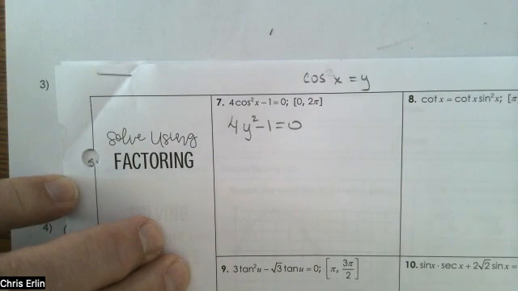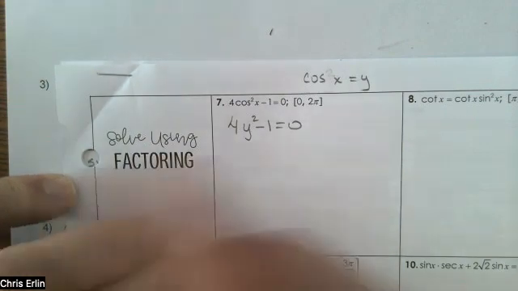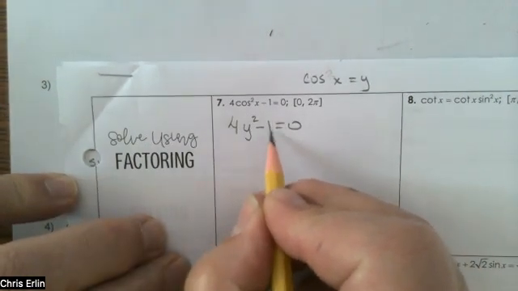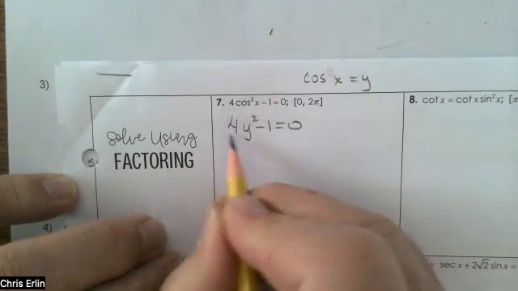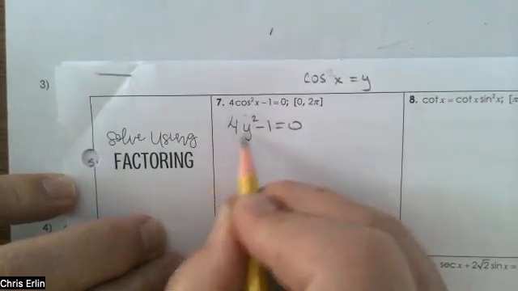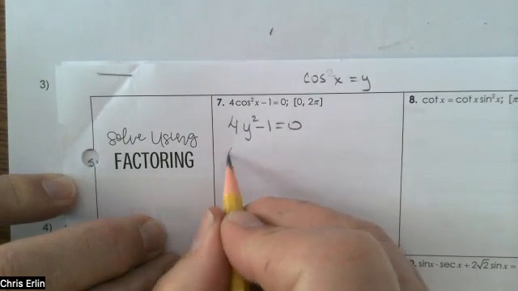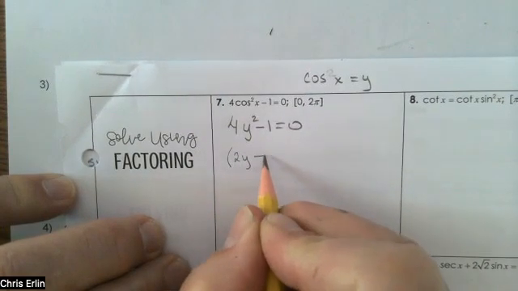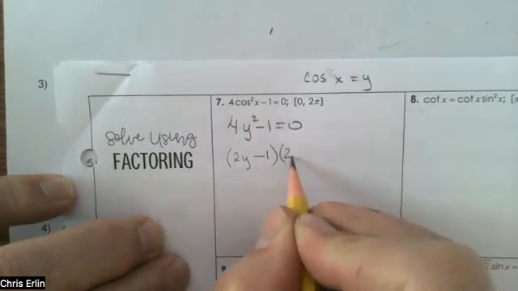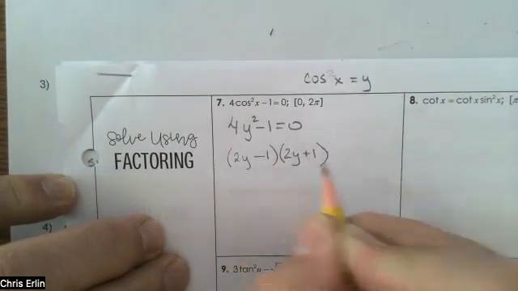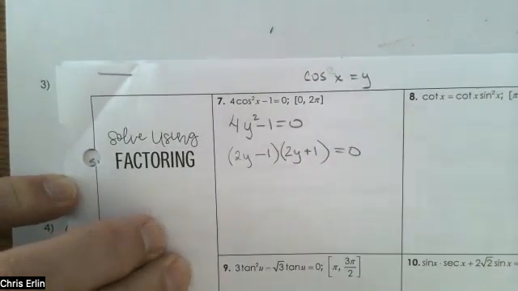Yes. I'm glad Ari does, but to the rest of you, you should recognize this as the difference of squares. This is 1 times itself. This is what squared? 2y. So in other words, the difference of squares says that I can factor this into 2y plus 1 and 2y minus 1.